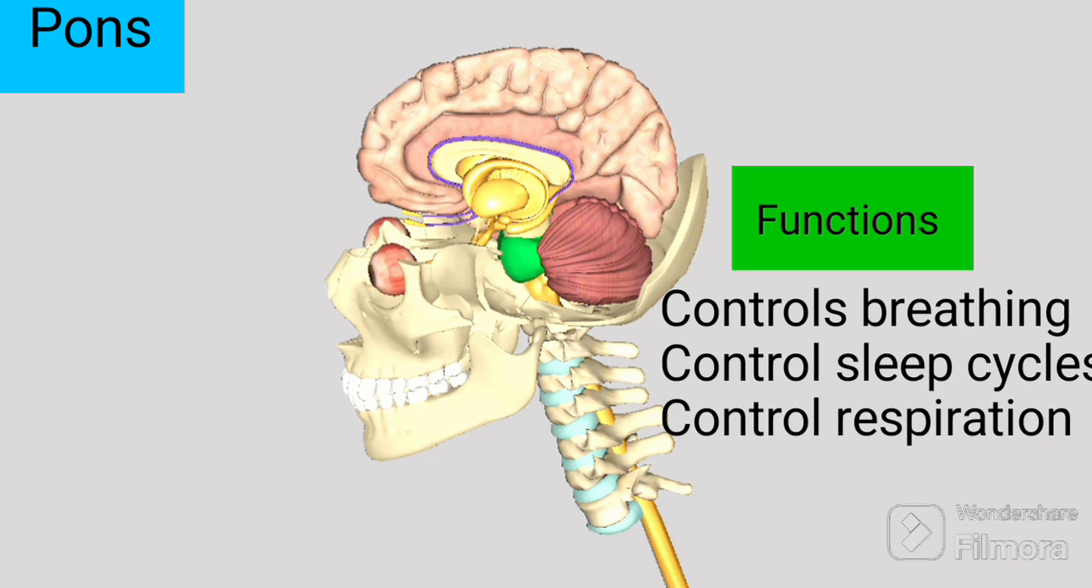As part of the brainstem, a section of the lower pons stimulates and controls the intensity of breathing, while a section of the upper pons decreases the depth and frequency of breaths. It also controls sleep cycles, respiration, and reflexes.